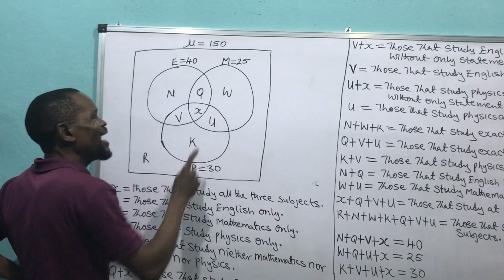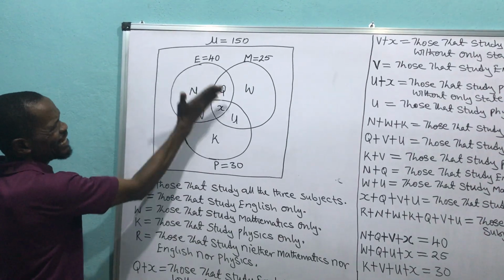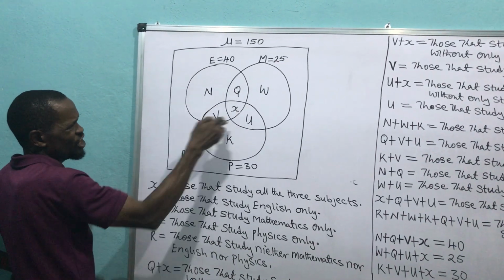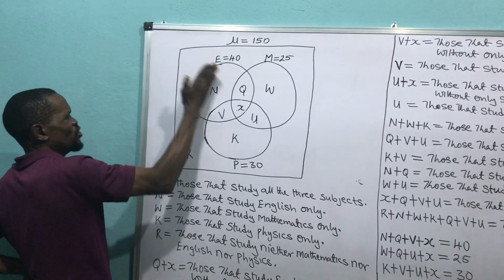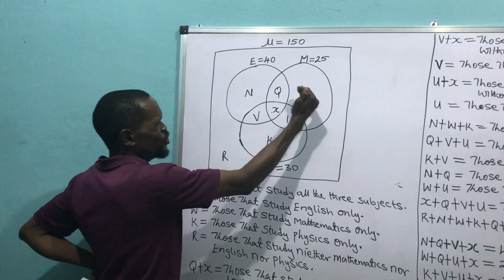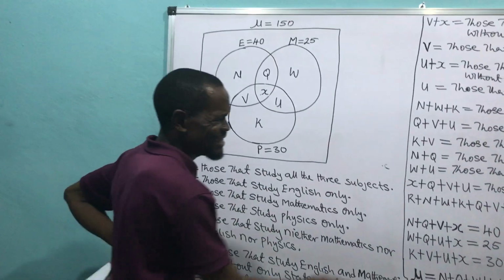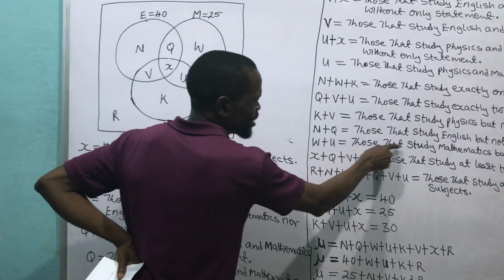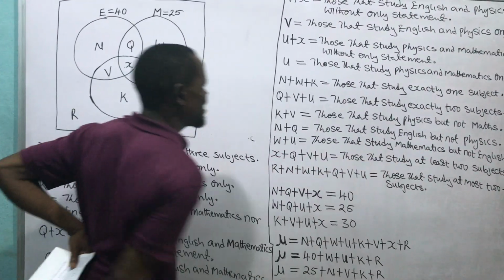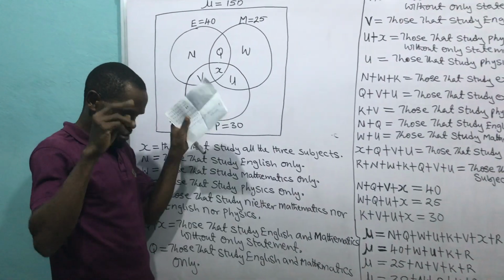Then again, this man, this and this, W plus U. W plus U are those that study mathematics and have nothing to do with English. Look at the circle of English on its own. They have nothing to do with what? English. Those that study mathematics but have nothing to do with what? English. I said W plus U, those that study mathematics but not what? English. Clear? I think you get it right.